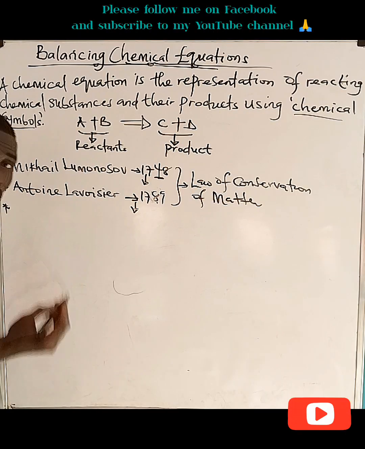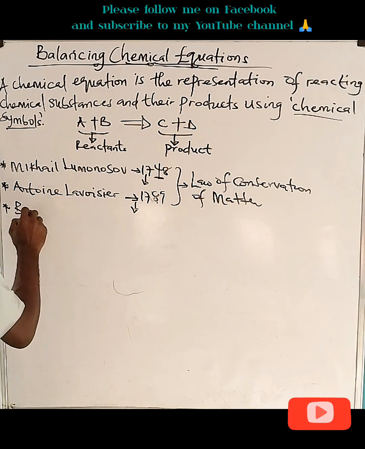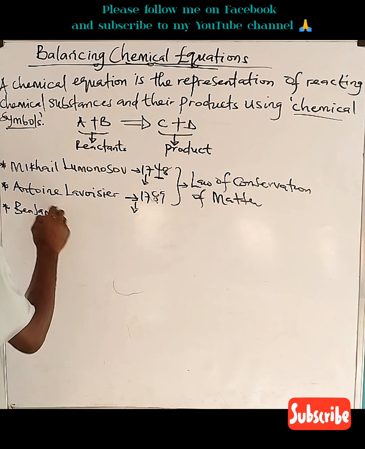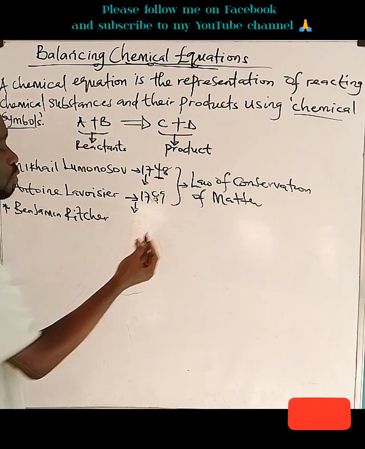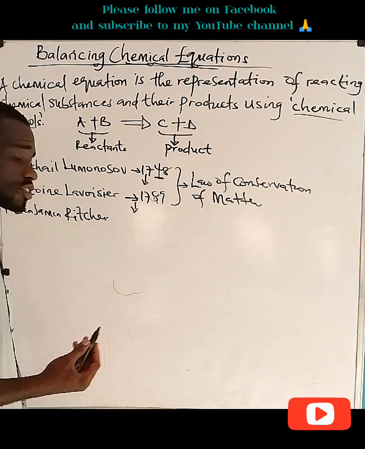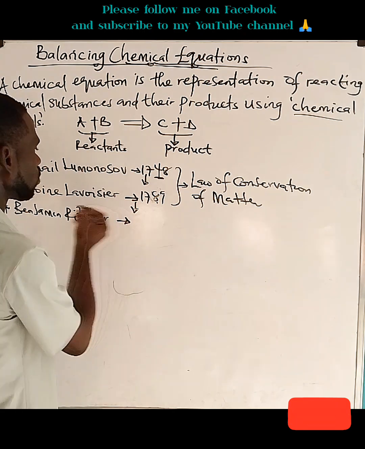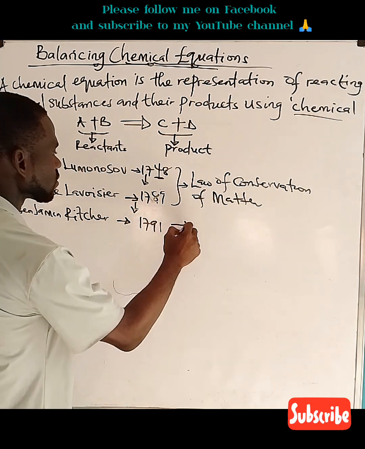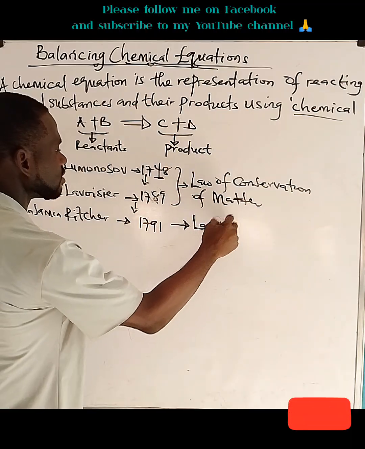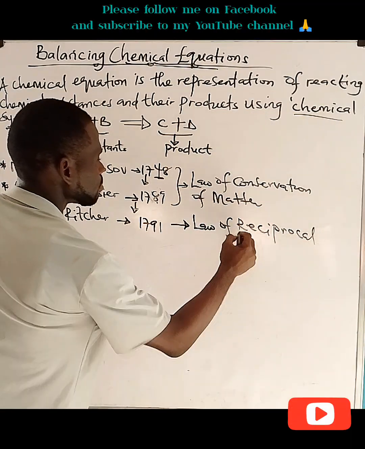These two great scientists. And after Antoine Lavoisier, the French chemist, the next scientist we have is a German chemist known as Benjamin Richter. Benjamin Richter was the next chemist that we have that worked on the various laws of chemical combinations. We discussed this in our previous lesson. Just 2 years after the work of Antoine Lavoisier, that's 1791, this man worked on the law of reciprocal proportion.